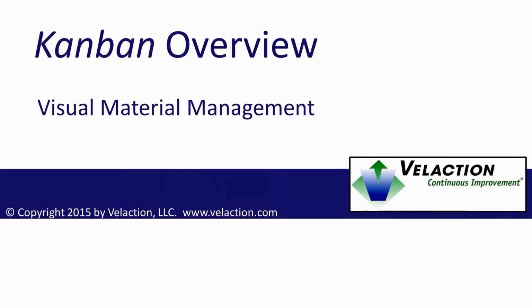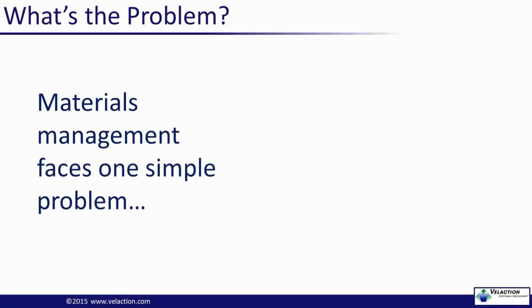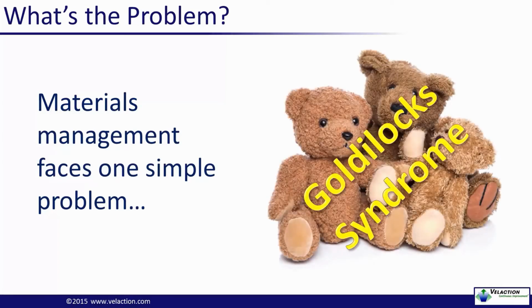Welcome to Election Continuous Improvement's overview presentation on using Kanban for visual material management. I am Jeff Hajek, the owner and founder of Election. Most of the tools in any lean toolkit are intended to solve a specific problem. So let's start off by talking about the one simple problem that faces companies in regards to their materials management. That problem is the Goldilocks syndrome. They either have too much inventory or not enough. What we are really looking for is the just right. Not too much and not too little.